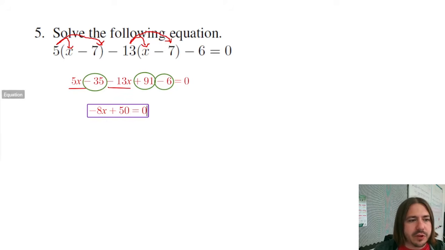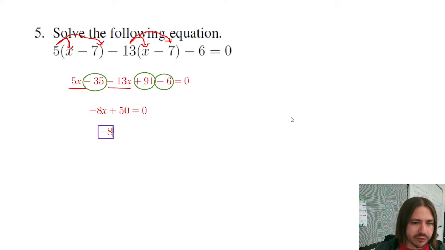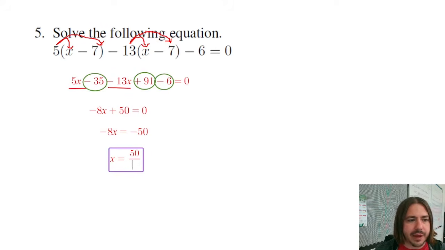My next step is going to be to subtract 50 from both sides. So we'll have negative 8x equals negative 50. And finally, divide both sides by negative 8. My final answer here is 50 divided by 8.